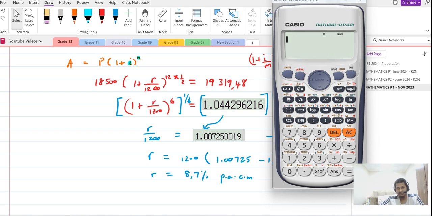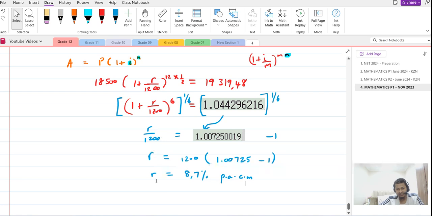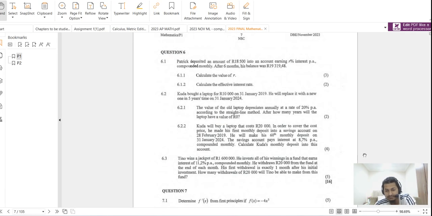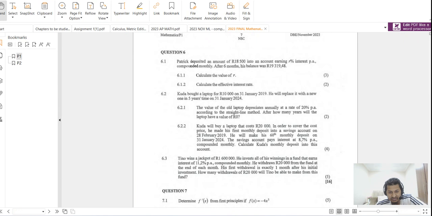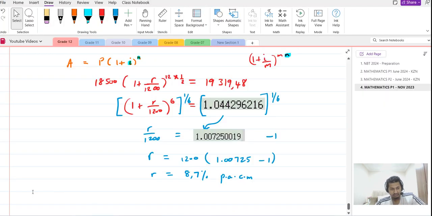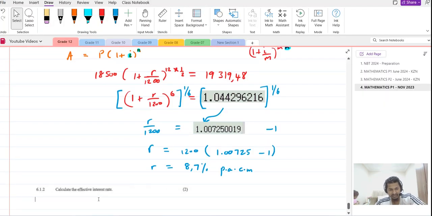You can just go directly from that step to that step, and I hope you should get full marks, because you get marks for substituting here. Anyways, solving the next question. Calculate the effective interest rate. So what's the yearly interest rate? The yearly interest rate is this.